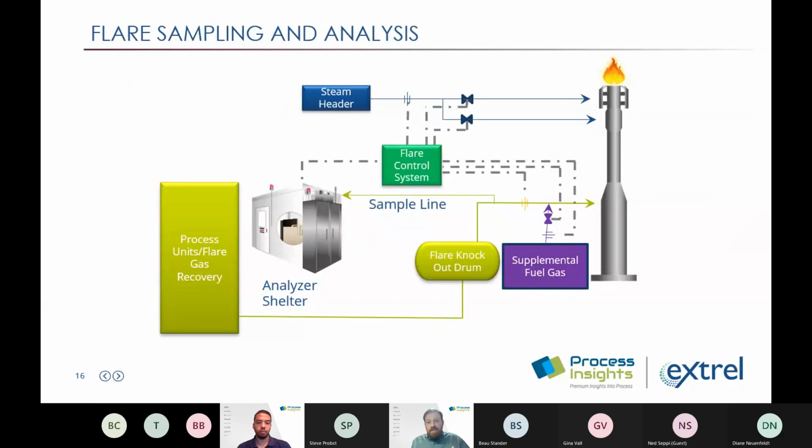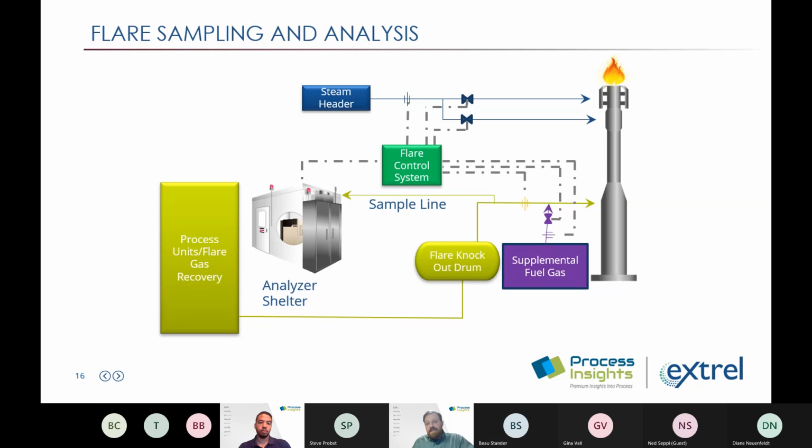Okay, once again, where do we start? We want to start with the flare. Okay, so this is our diagram from before, right? It shows kind of the entire setup for our flare gas analysis and control. And we've got the gas coming from process, coming from upstream, and the vent gas going out to the flare.